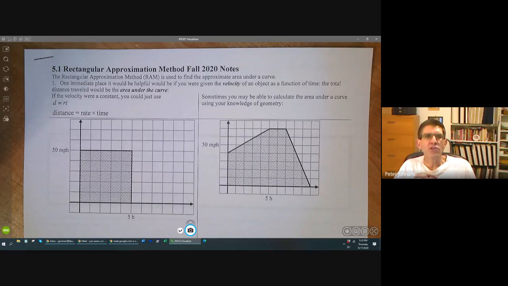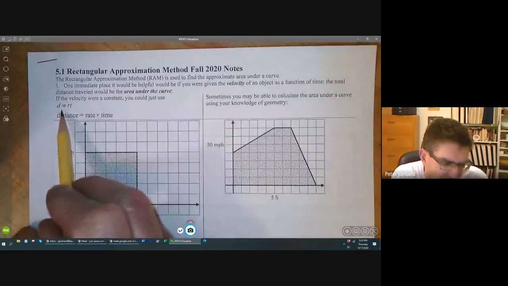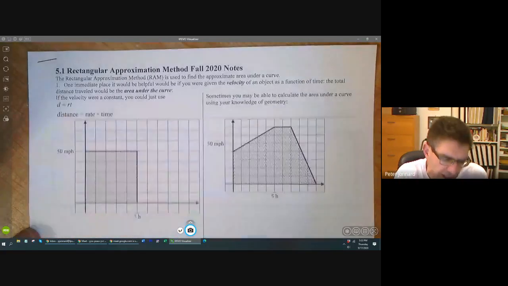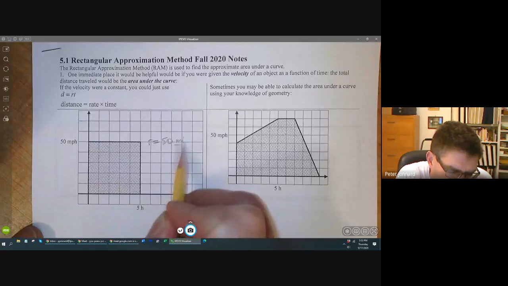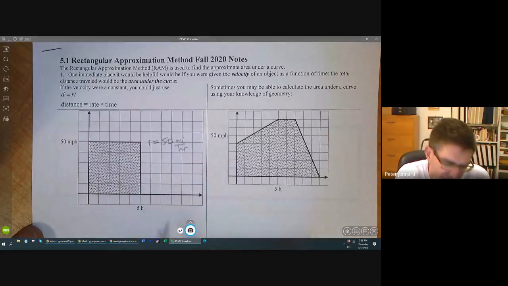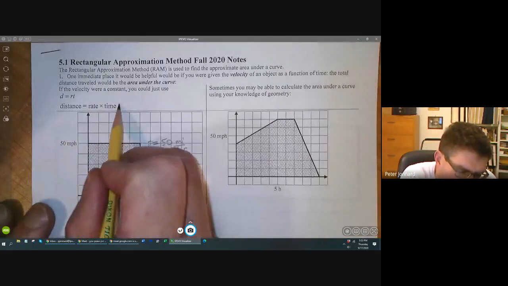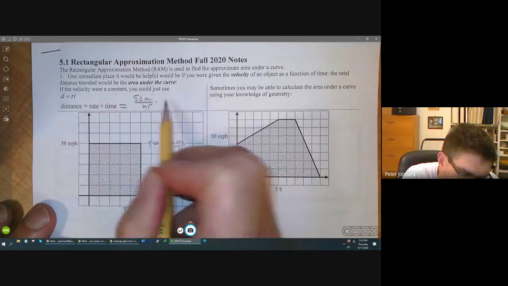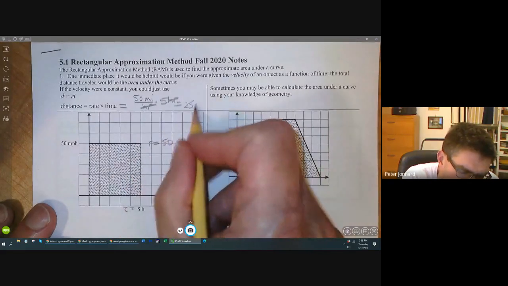Which is a really cool concept. So if the velocity were constant, you know that this is the formula: distance equals rate times time. The problem is that formula only works as it stands if the rate is a constant. In this case, that would correspond to a rate of 50 miles per hour, and the time would be 5 hours. So if you did distance equals rate times time, you would say, well, let's do 50 miles per hour times 5 hours. The units of hours cancel, and you get 250 miles.